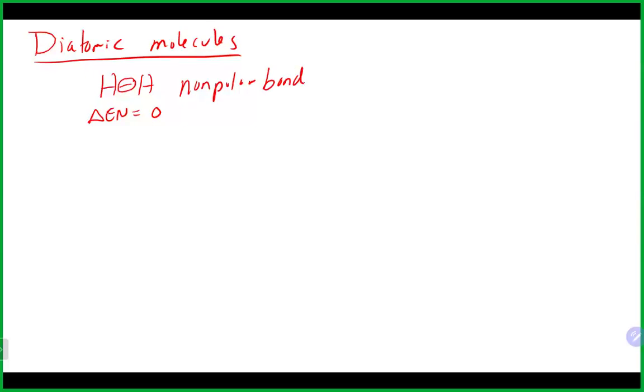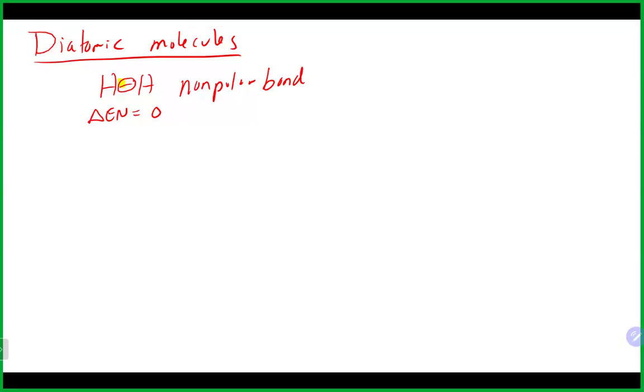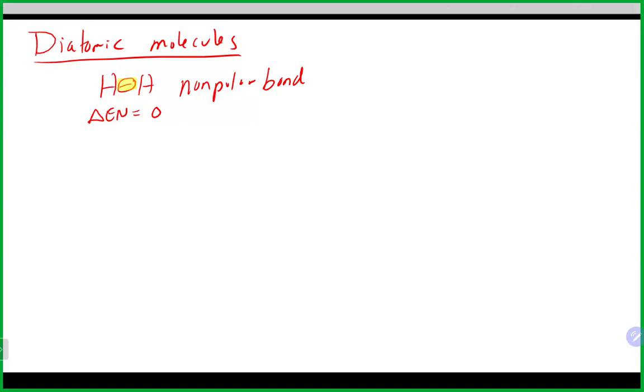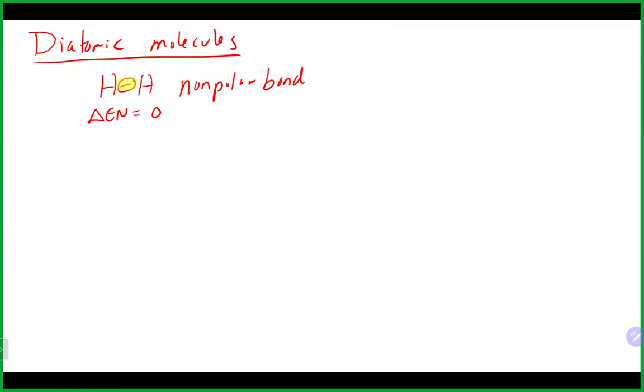Now, because this is a diatomic molecule, the absolutely, positively only bond present is that bond. That's the entire molecule, basically. So because this is a nonpolar bond and there's only one bond in the whole thing, this would also be a nonpolar molecule.